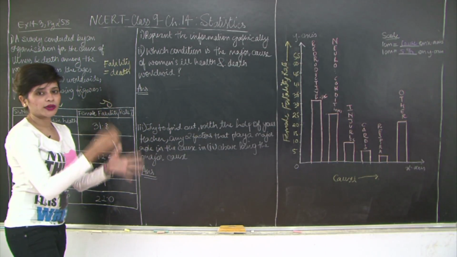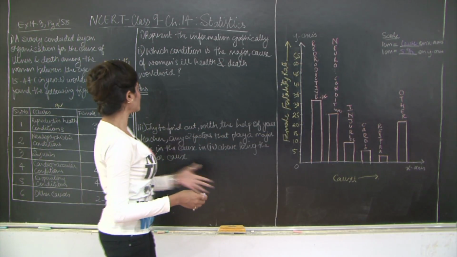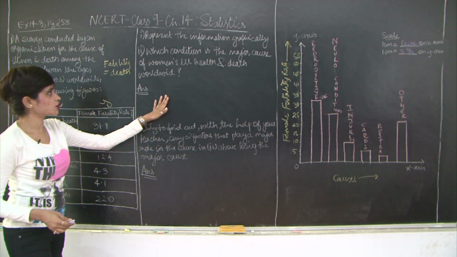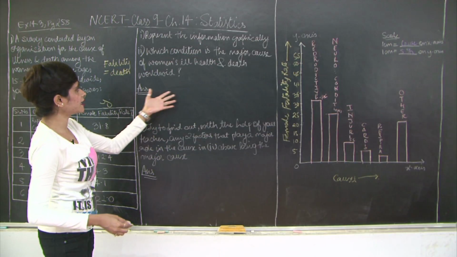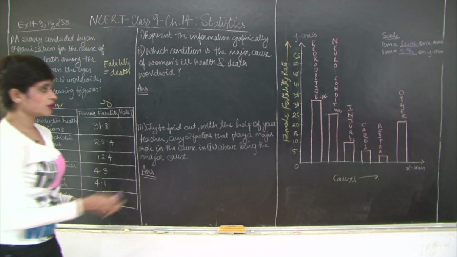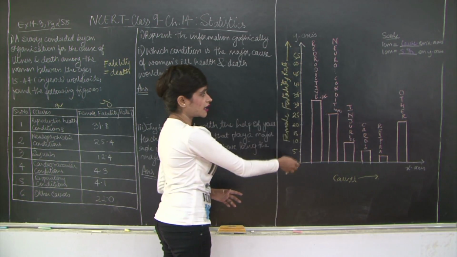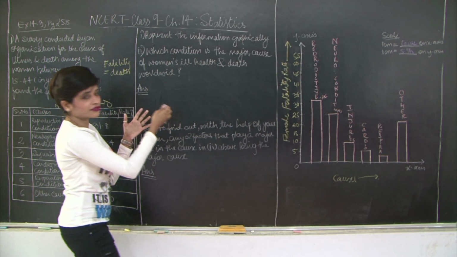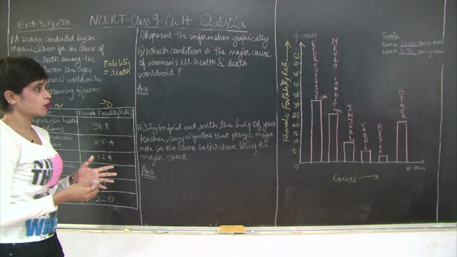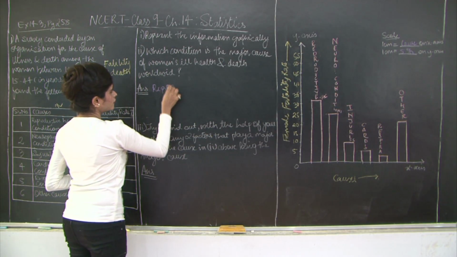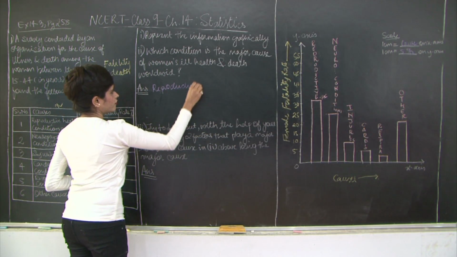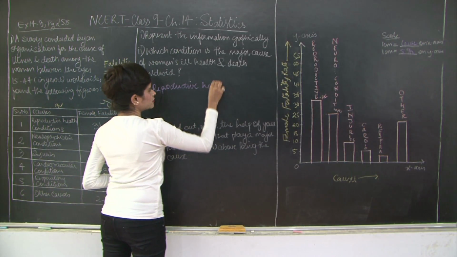Okay, so now we have already done this bar graph. What we will do is we will answer these questions. Which condition is the major cause of women's ill health and death worldwide? So if you take a look at the bar graph, the tallest bar will account for the problems of female fatality rate worldwide. This is nothing but reproductive health conditions.